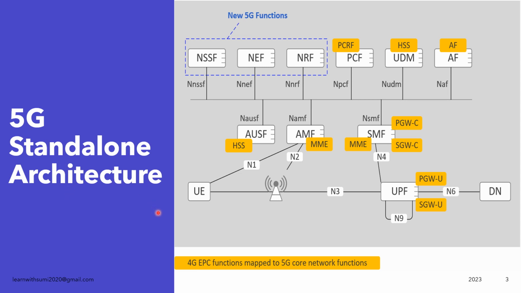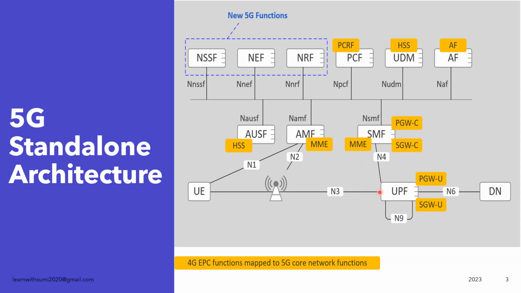So if you're aware of 4G LTE, you can correlate this architecture with the 4G and you can compare a few of its network functions with the previous network components like HSS. Now that is replaced with AUSF and UDM. MME is replaced by AMF and SMF, and these are the network functions.